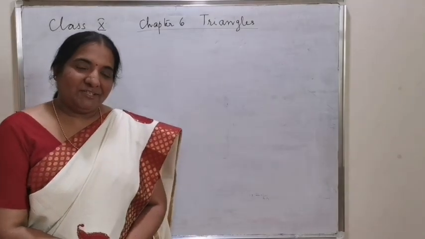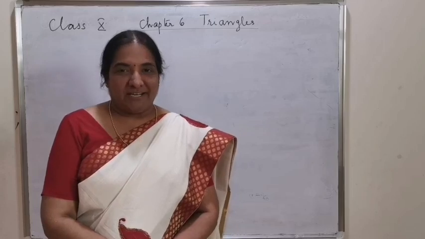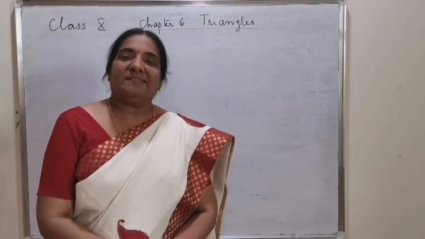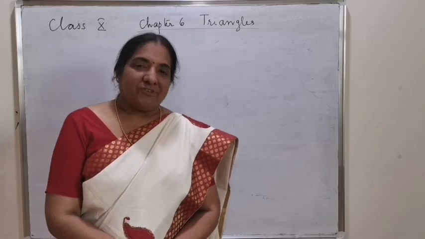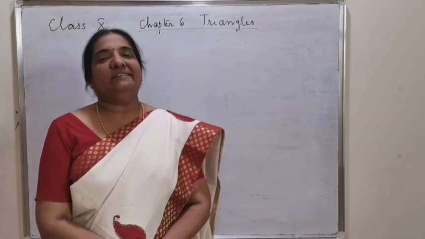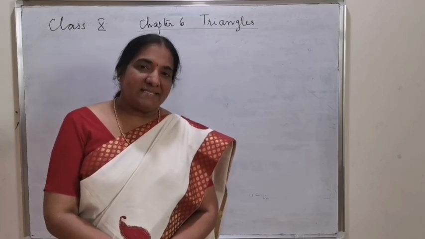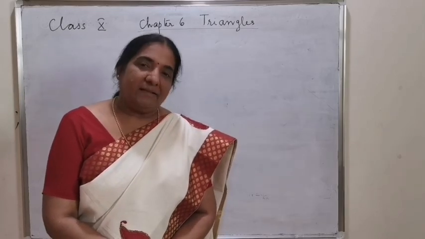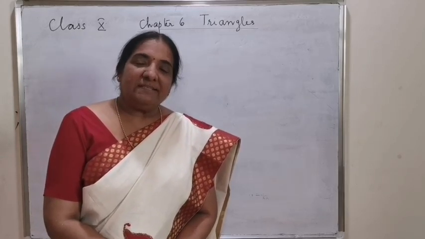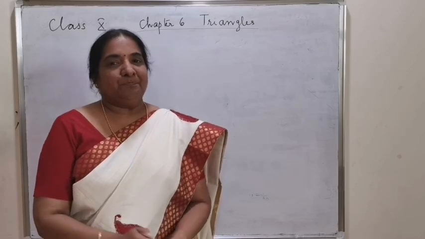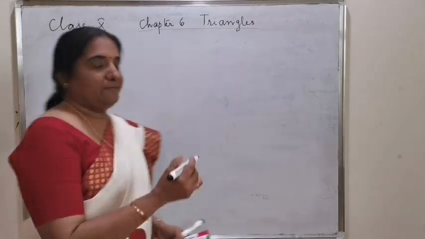Good morning children. Today we will be dealing with chapter 6, triangles. What is a triangle? A closed figure bounded by 3 line segments is called a triangle. The different types of triangles based on sides, based on angles and the various properties of triangles you have learned till class 9.